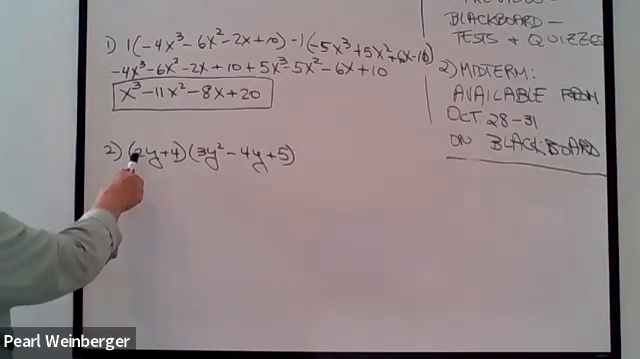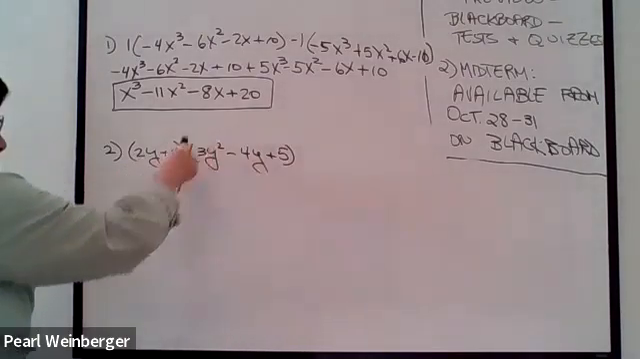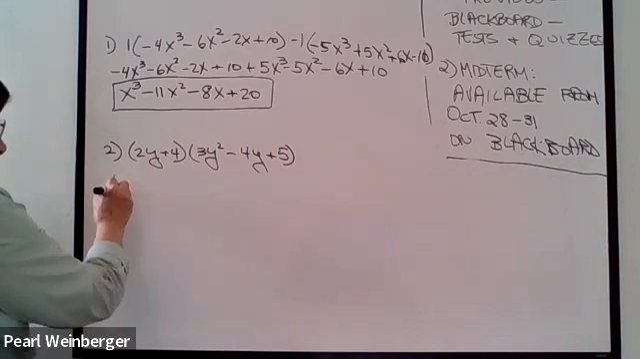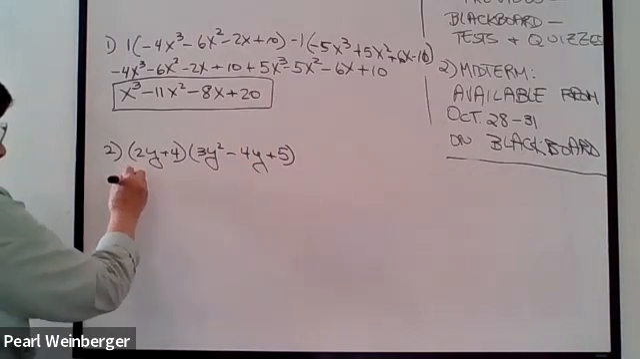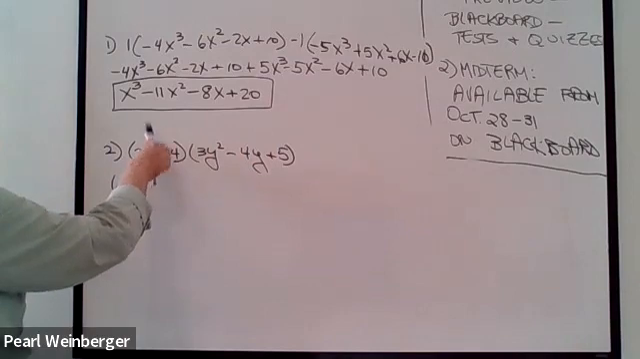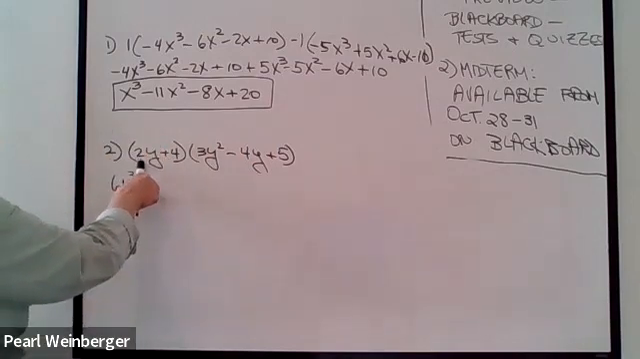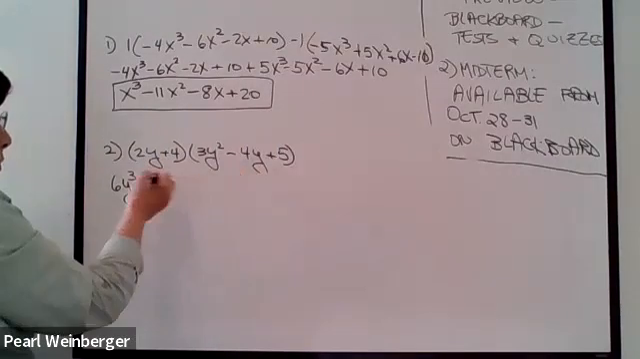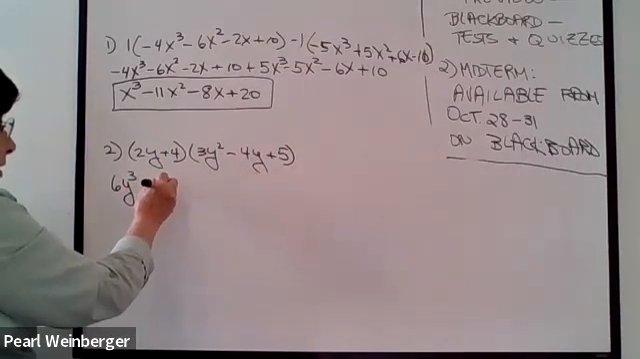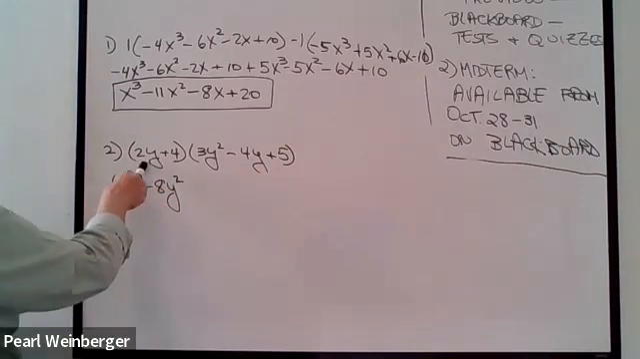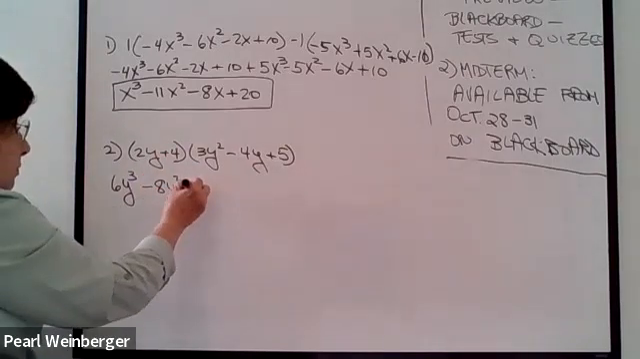So multiplying the 2y by this parentheses, 2y times 3y squared is 6y to the third. Remember, you add those exponents. And this is an exponent of 1. Then we have 2y times negative 4y, which is negative 8y squared. And then we have the 2y times 5, which gives us 10y.